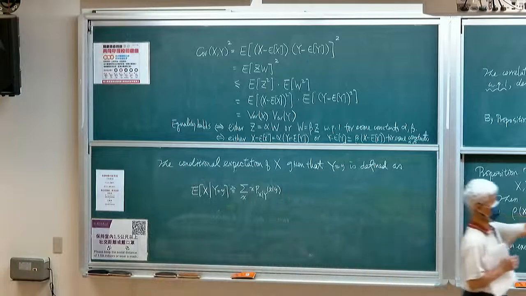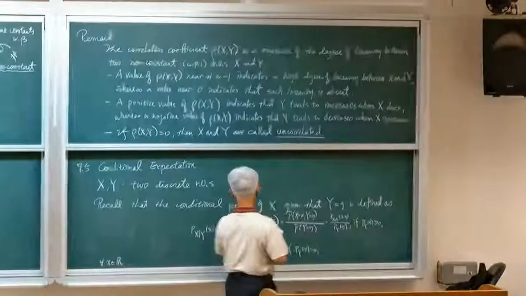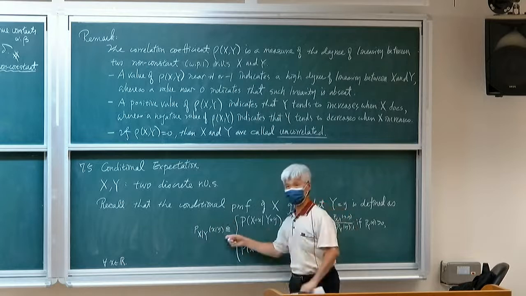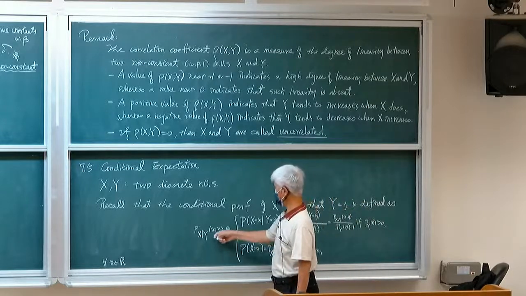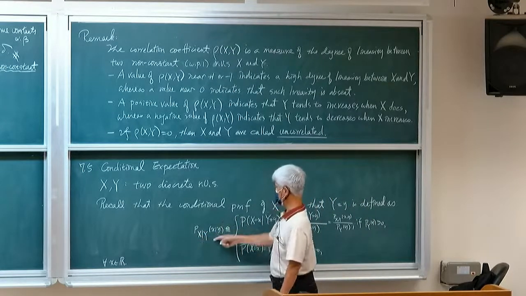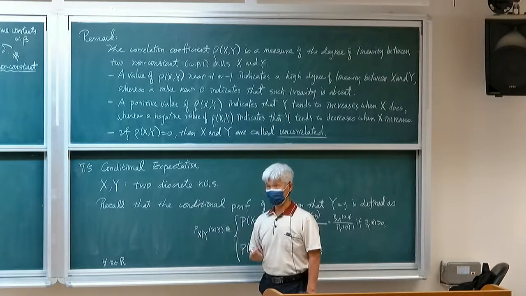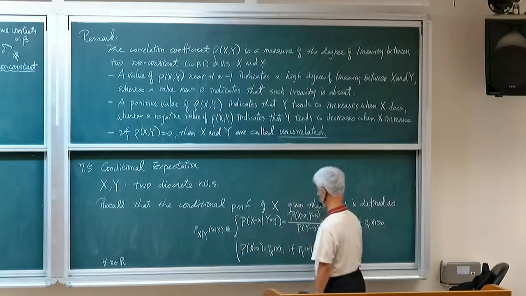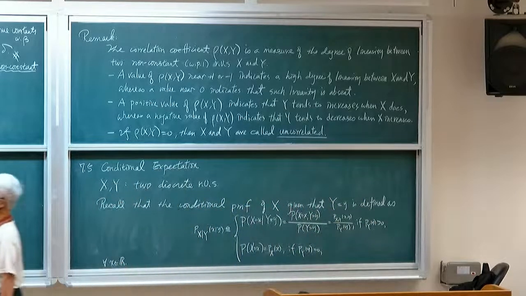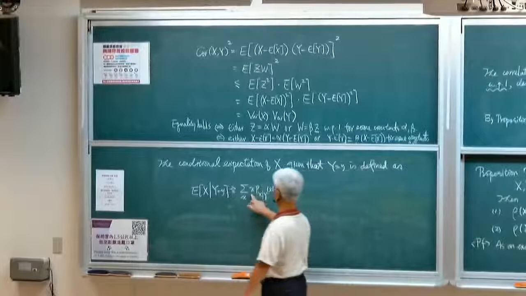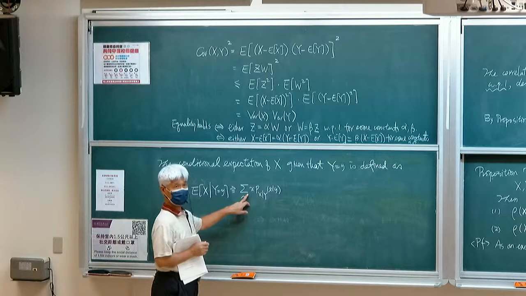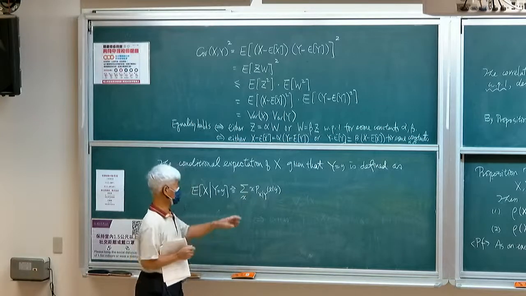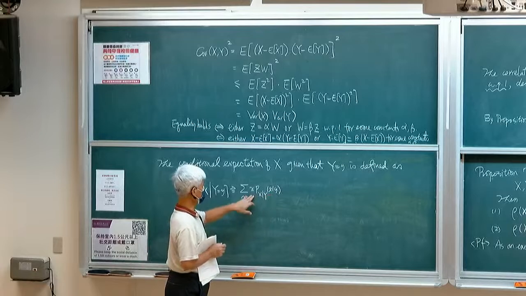So from here you can see, by our construction, this is by definition, that for every given y, the conditional PMF is really a PMF, a probability measure. So it's really a PMF, and so we can define the expectation by this formula. Remember the sum is actually a countable sum, because there are only countably many possible values for X.